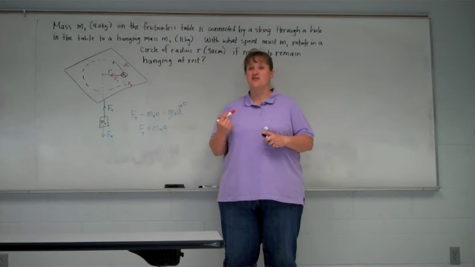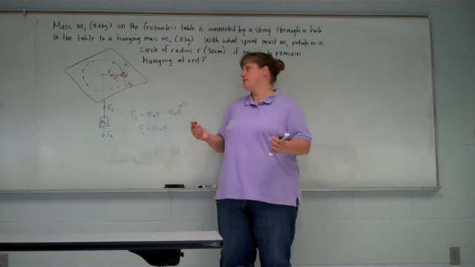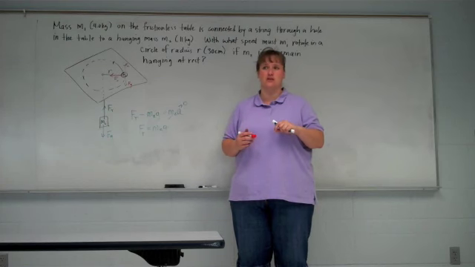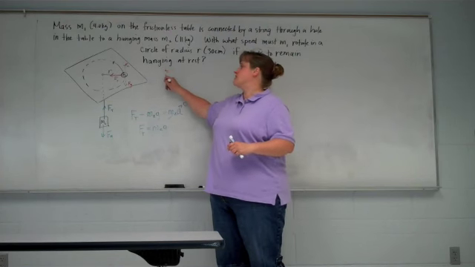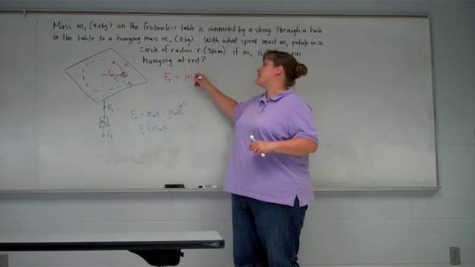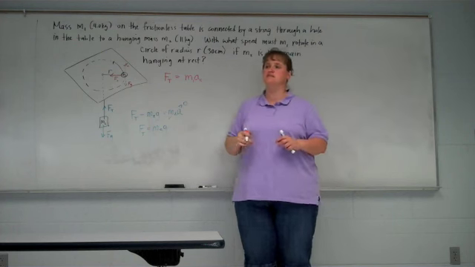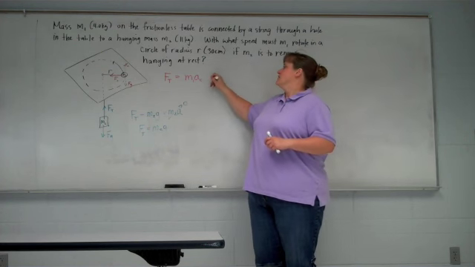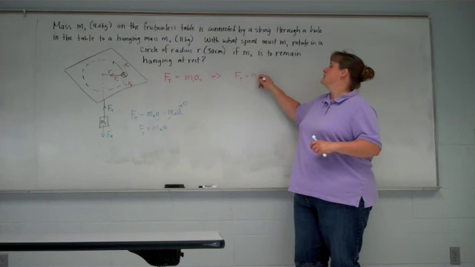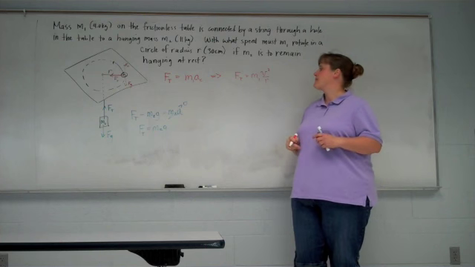Tension. If the string broke, would that mass move in a circle? No. So tension is the centripetal force. The force of tension on that mass is the centripetal force. So that equals mass times centripetal acceleration. It's mass m1. Centripetal acceleration, remember, is v squared over r.